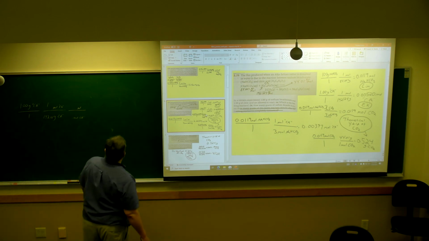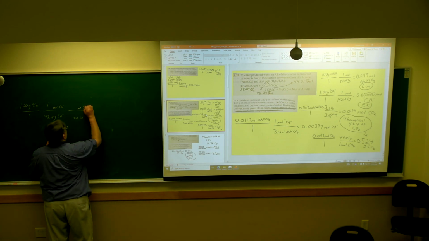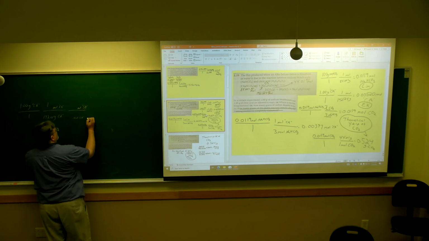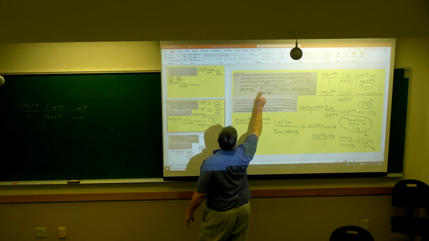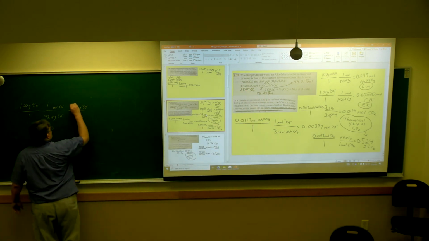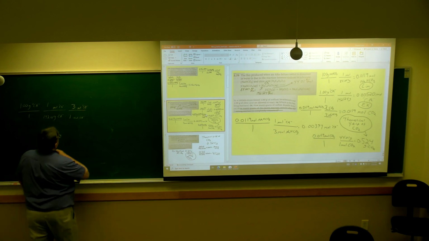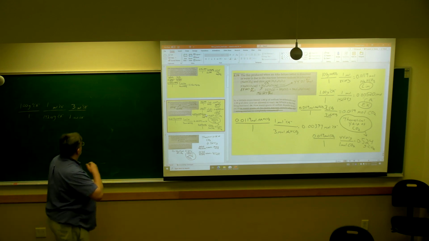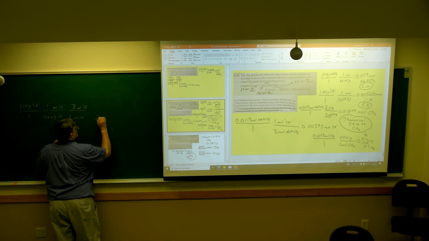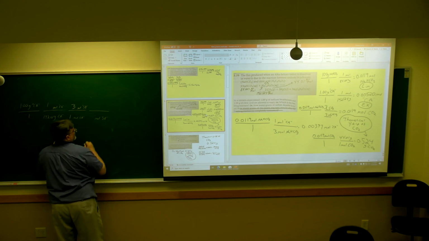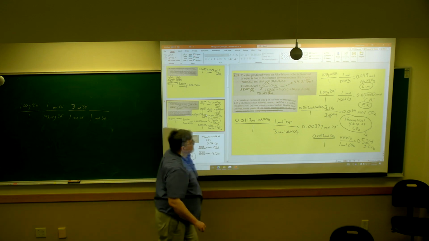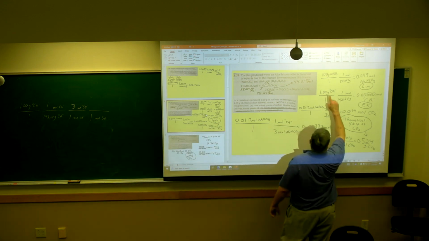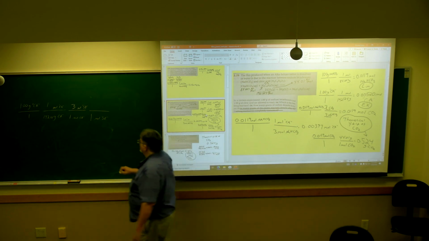And now the other reactant is sodium bicarbonate. I'll say SB. So 3 SB to 1 Ca. And now we need moles of SB, sodium bicarbonate, 1 mole sodium bicarbonate, 84.01.